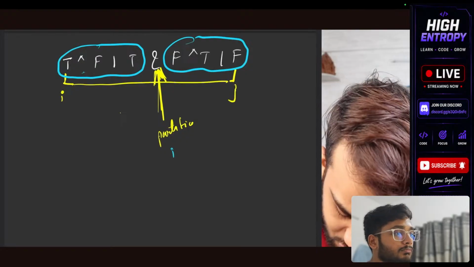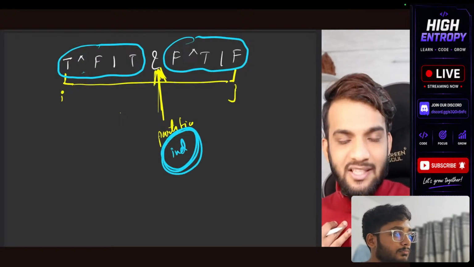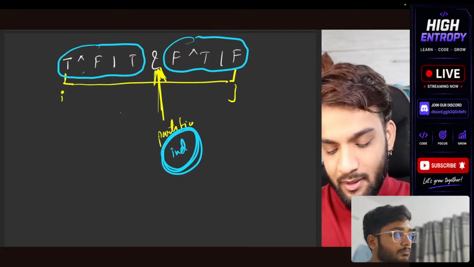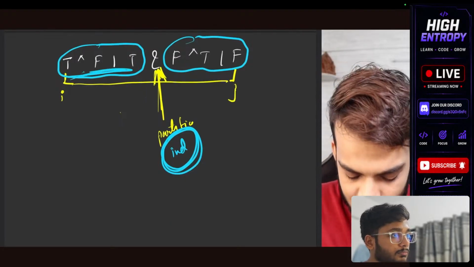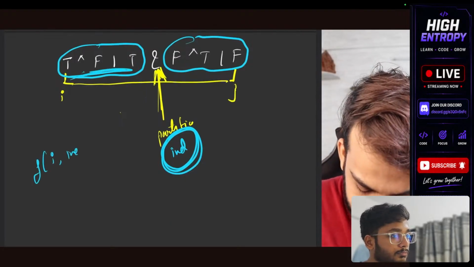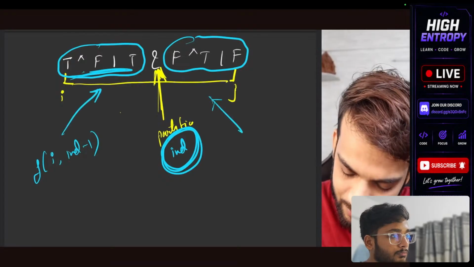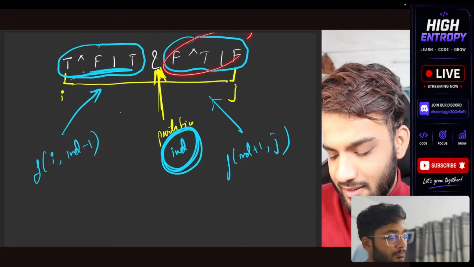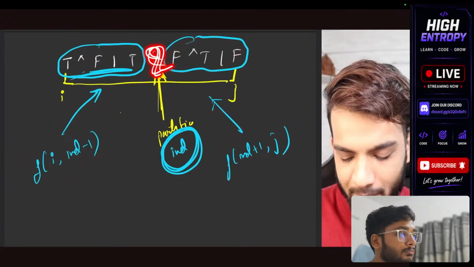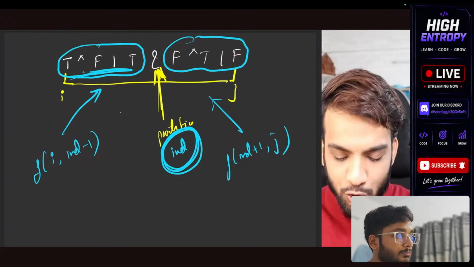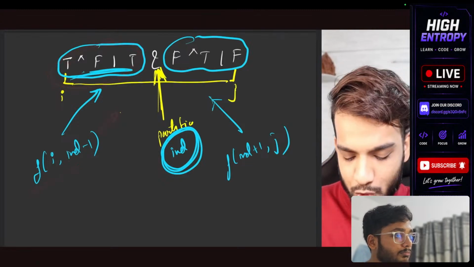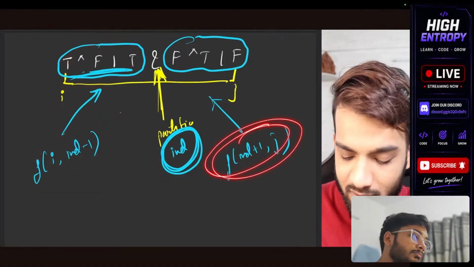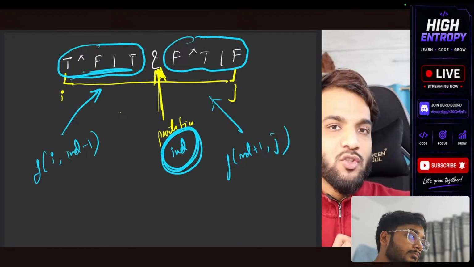Correct? So if this partition is done at an index, I can say the number of ways to solve this is f of i comma index minus 1, and this is nothing but f of index plus 1 comma j as usual. This is the left subproblem, and this is the right subproblem. Now, since there is an AND operator, what should the left subproblem give you back, and what should the right subproblem give you back? That is a simple enough question that I am asking you.